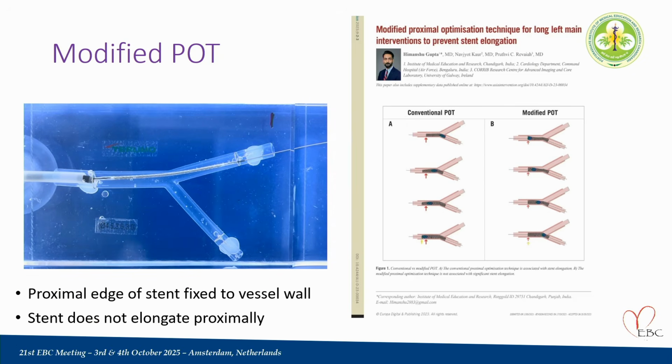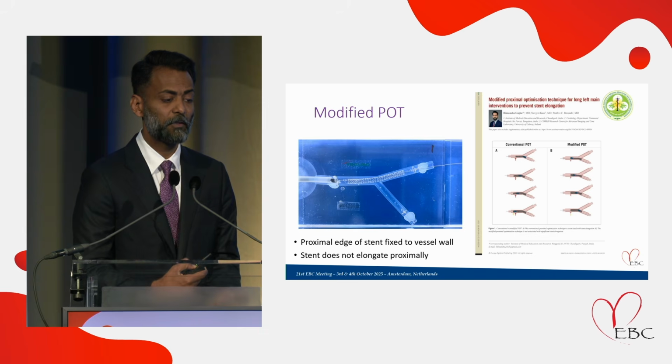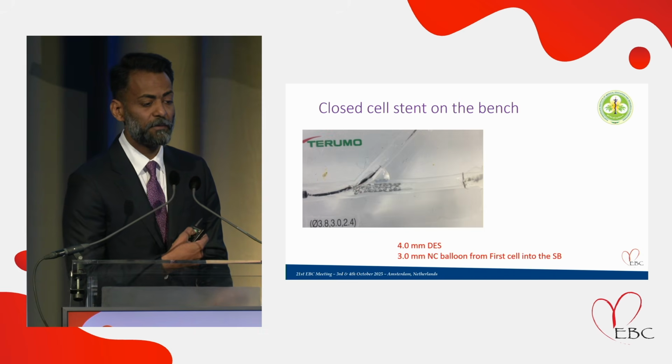Whereas if you reverse this sequence and you start the POT from the proximal most segment of the left main stent, you actually oppose the stent proximally first, and then you move to the carina. You actually do not elongate the stent. And this we published last year. Dr. Goran was actually the reviewer of the paper where we labeled it as modified POT, that we start from proximal and then go distal. So this may be one that could be done.